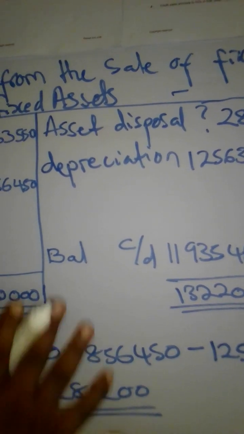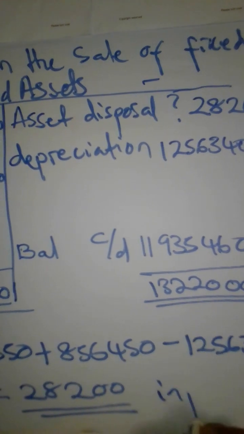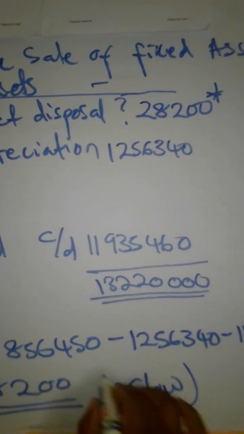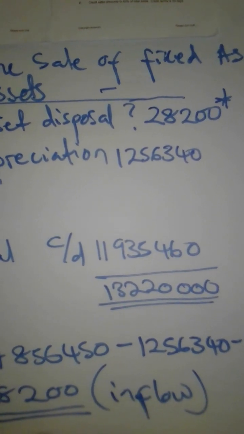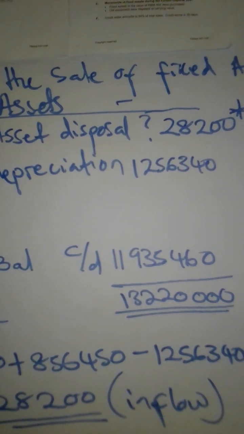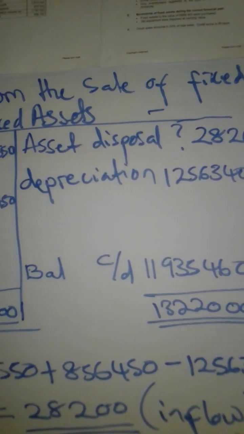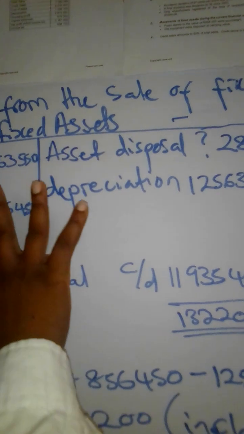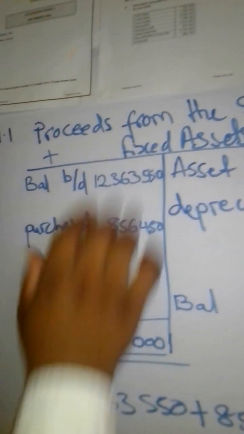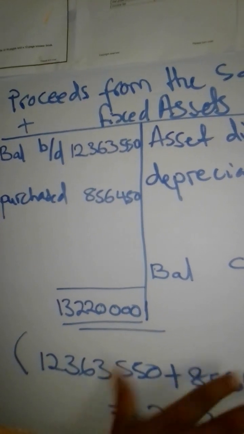which indicates a proceed. So proceed is indicating an inflow. This is money that actually came into the business. They received this money after selling those old assets. So we are done with the proceeds from the sale of the fixed asset. This is how you calculate. Knowing the T account will help you to do this calculation.